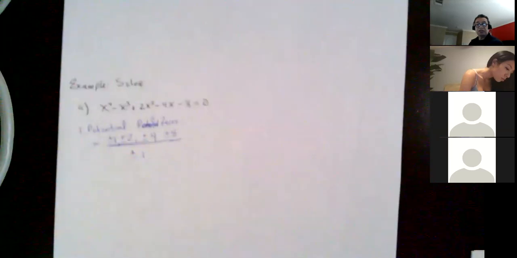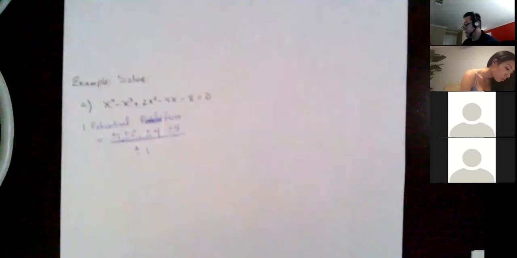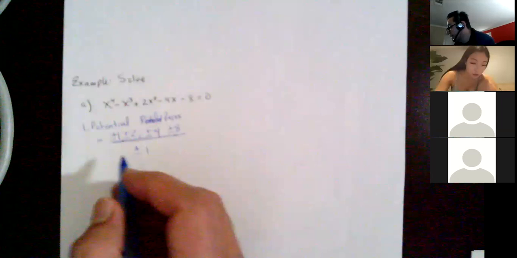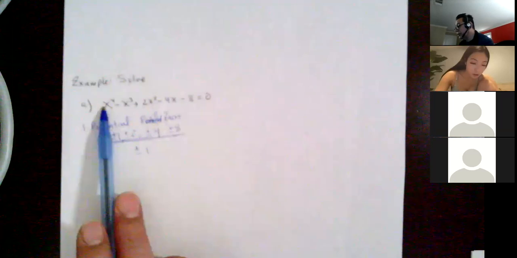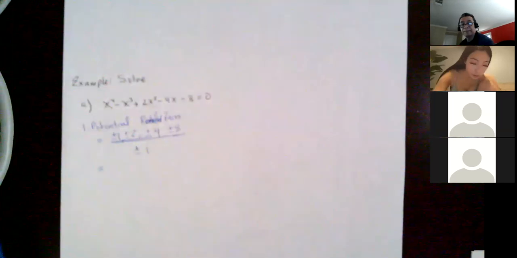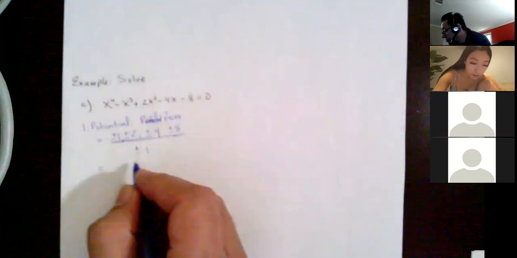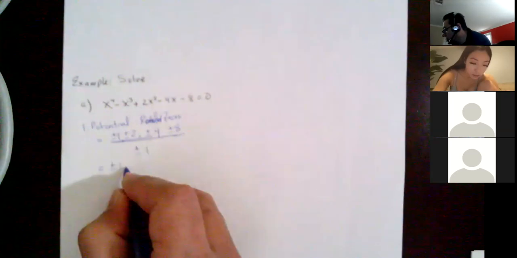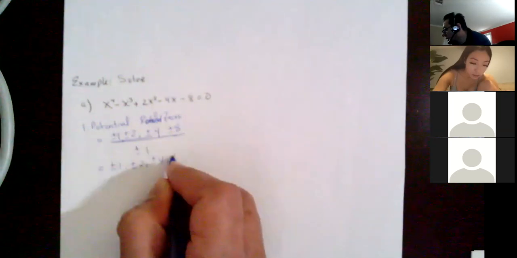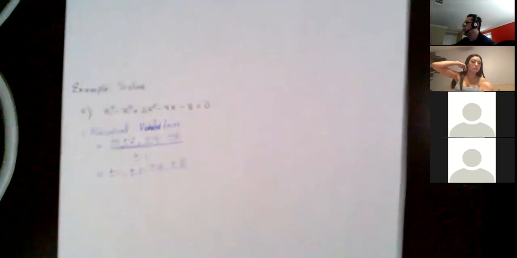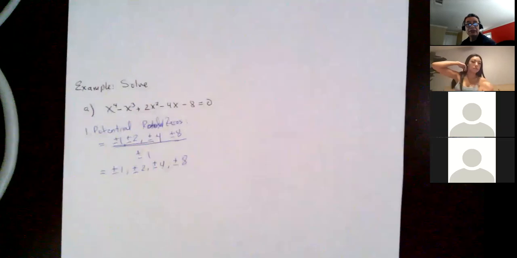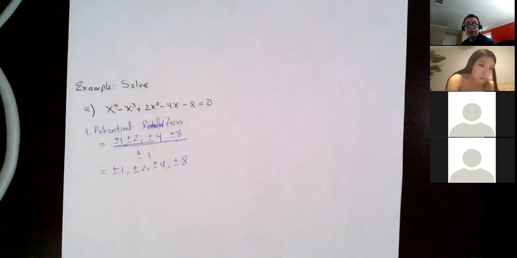So the potential rational zeros: the constant would be the numerator, and the leading coefficient would be the denominator. All right. So the potential rational zeros will be plus minus 1, plus minus 2, plus minus 4, and plus minus 8. And then we're going to do the same as we did before. We're going to use synthetic division to check which one is now a real zero.